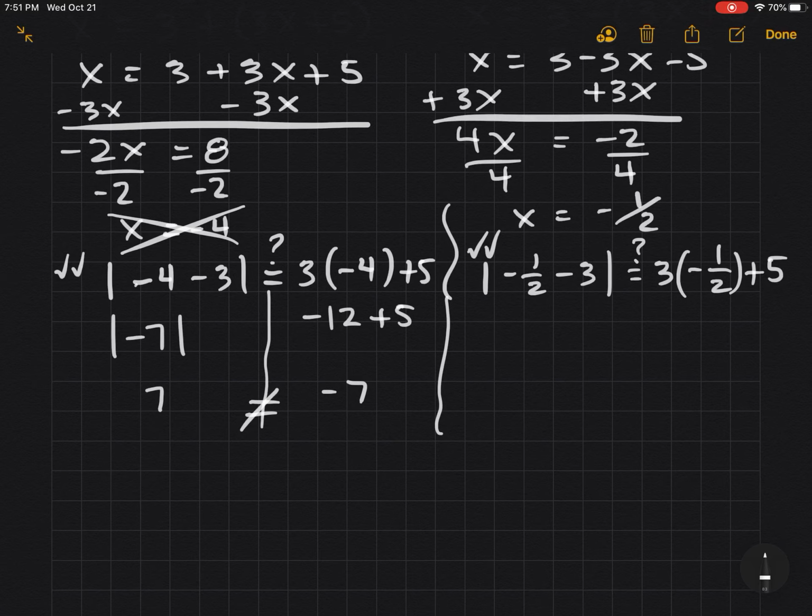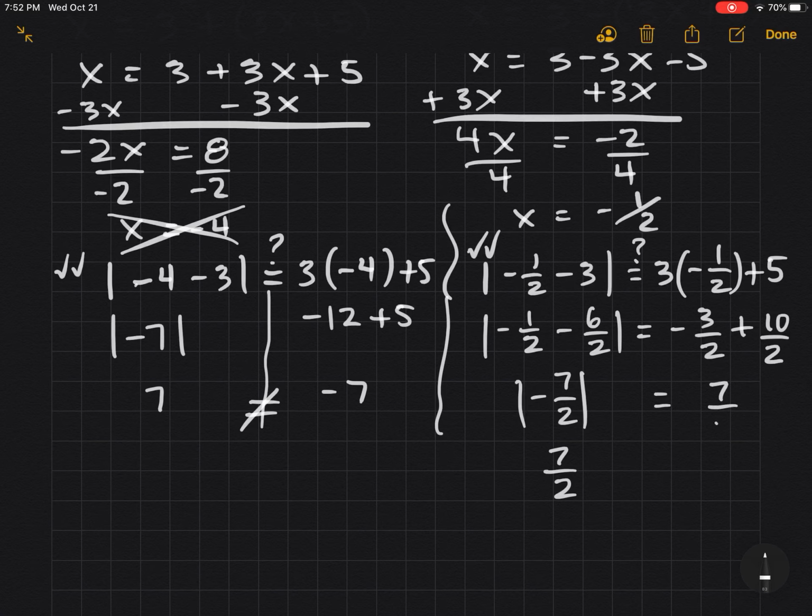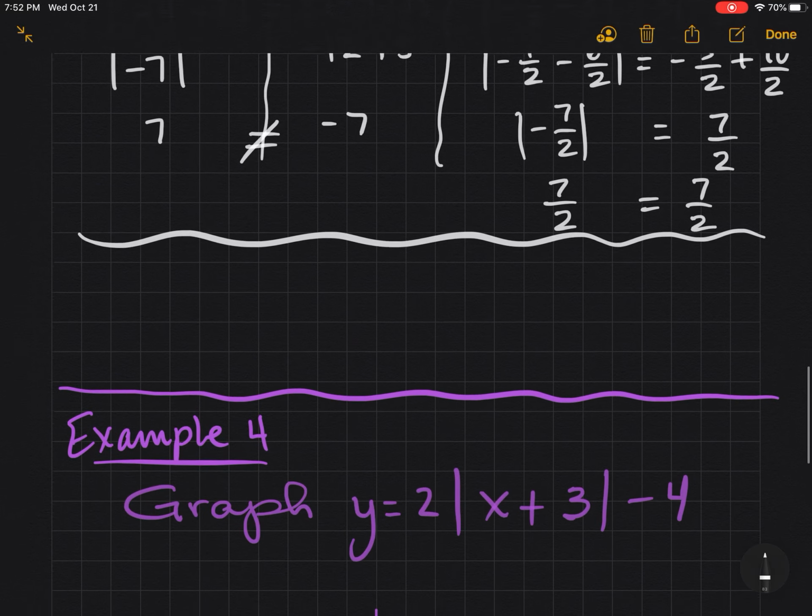So now I'm going to check this one. Now, if neither work, I would say no solution. But let's see what happens here. Let me get a common denominator. So I get a negative 7 over 2. The absolute value gives me a positive. And now I'm going to simplify this side. I get a negative 3 over 2 plus 5. I'm going to make that 10 over 2 to get my common denominator, which is 7 over 2. So this side works. So my only solution is x equals negative 1/2.